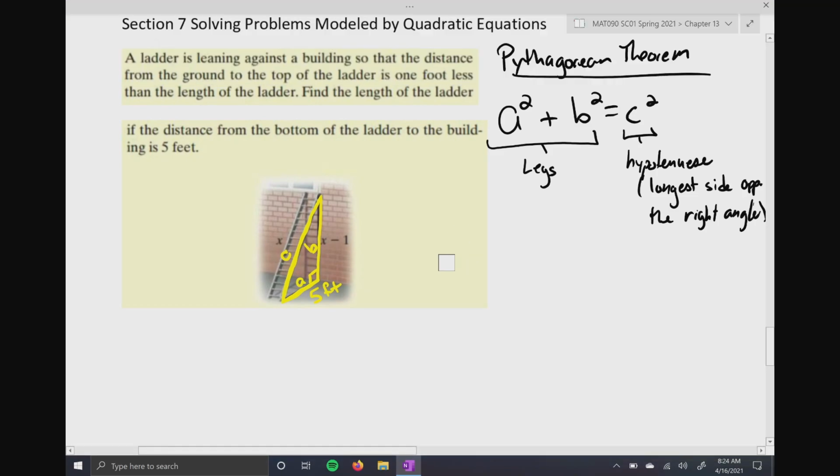Oh, Mike, give me that marker. All right, here we go. So 5 squared plus (x minus 1) squared equals x squared. Are there any questions with what I did? All right. I'm going to let you solve this. So go ahead and solve this for me.